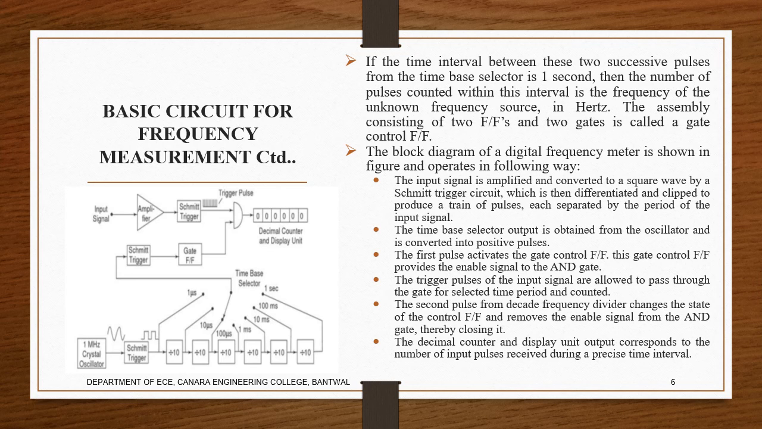So this is one method, not exactly direct. You can say f equals 1 by t. So we capture t, then count the pulse train given the time interval. I think it is one of the very good techniques.